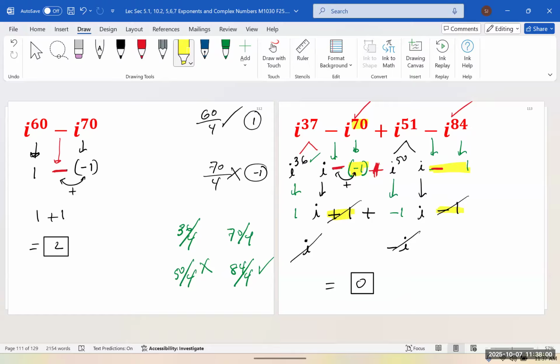Now for 51, 50 gives you, let me change the color, 50 gives you -1. But 36 gives you +1. So you have positive I and negative I, they also cancel out. So what do you have? Everything cancels out.